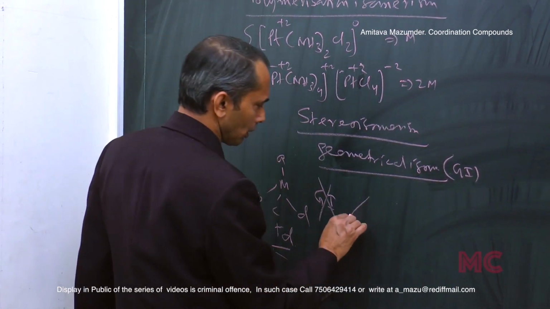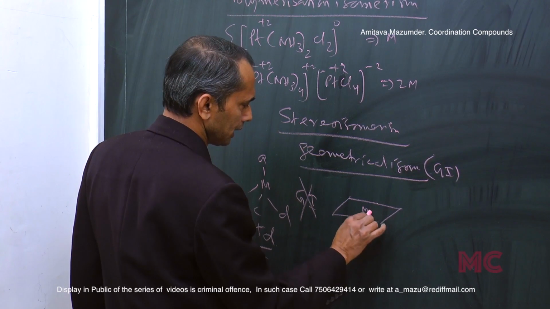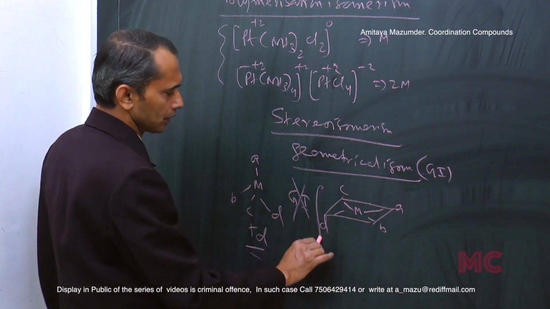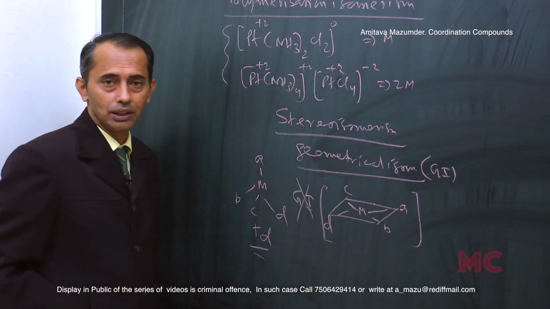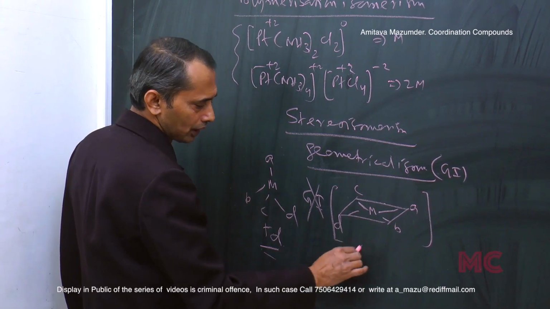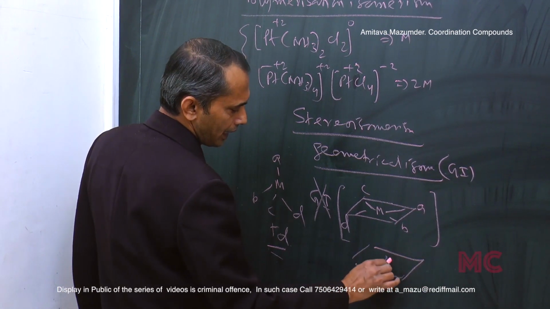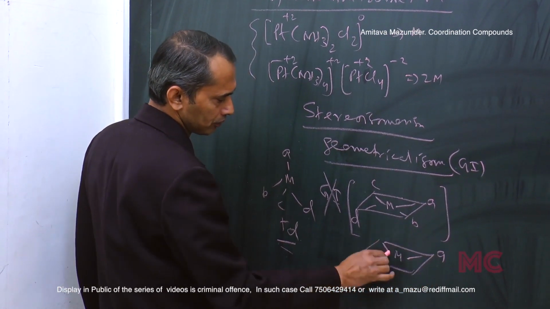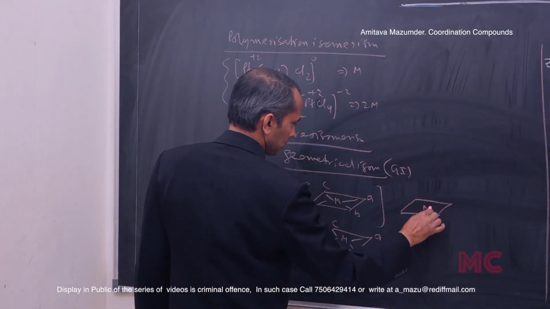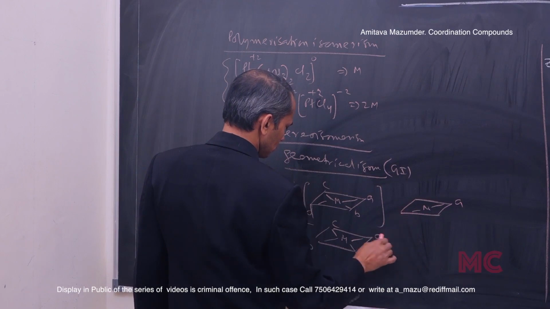But if I talk about a square planar complex in 4 coordination, let's say M with A, B, C, D, yes, there is a possibility of geometrical isomerism. How is it possible? Let's say A is trans to D. So in the other complex we can write A is trans to B, and in another molecule A is basically trans to C.